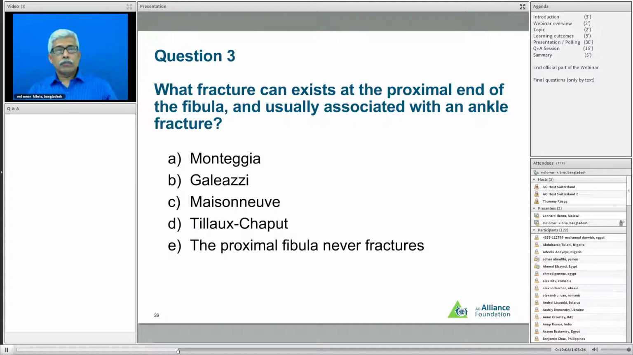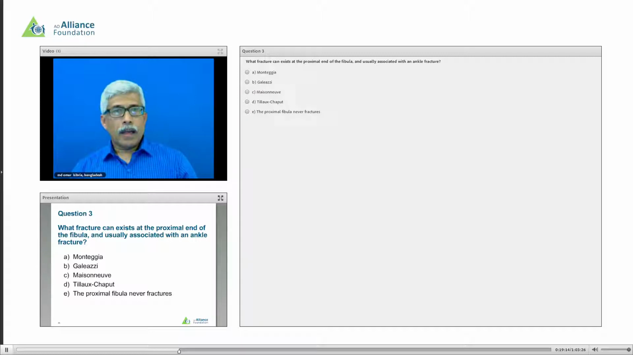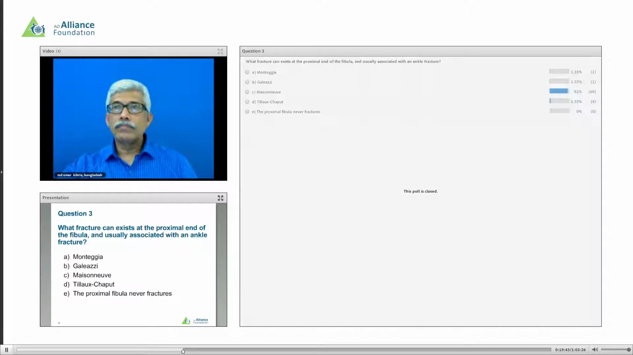So now we have come to the third question. What fracture can exist at the proximal end of the fibula and is usually associated with an ankle fracture? Your time starts. It's very interesting, all the participants have answered mostly correctly. Type C, Maisonneuve fracture is the correct answer.